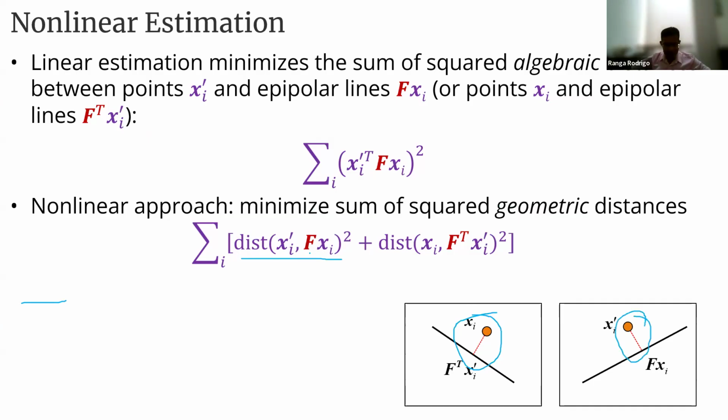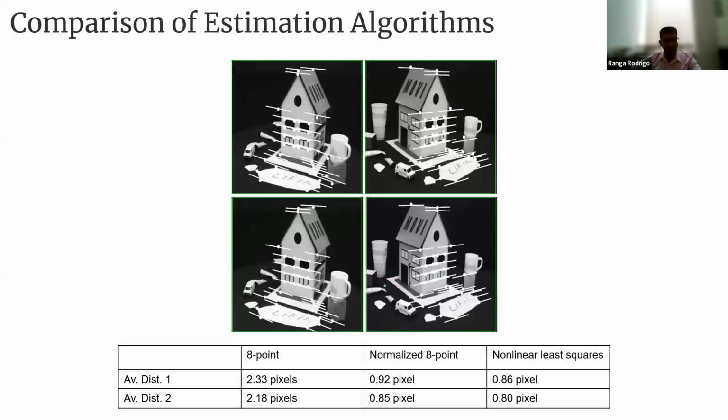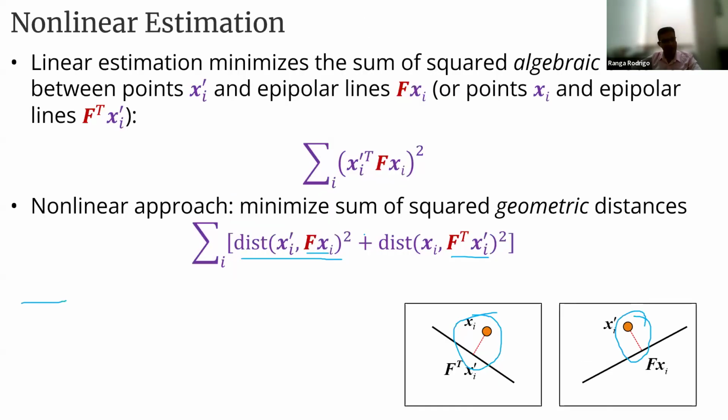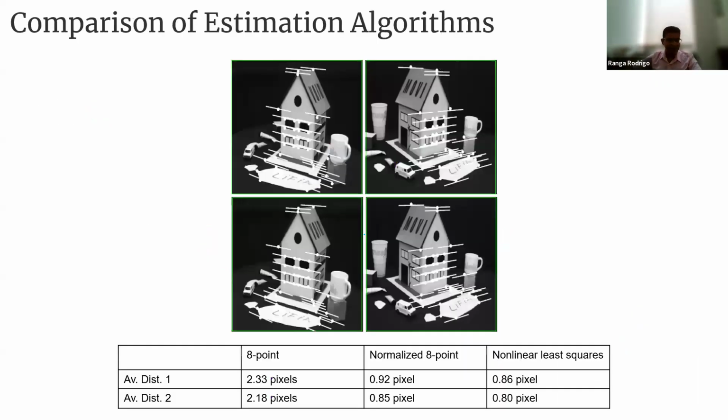You can see F xi is the epipolar line, right? F transpose xi is the epipolar line. The distance of the point to the epipolar line is a more meaningful distance, so you can minimize that. Then optimization algorithms are required to do that. But we don't do that. When you want to estimate the fundamental matrix, we just use the findFundamentalMat function in OpenCV.